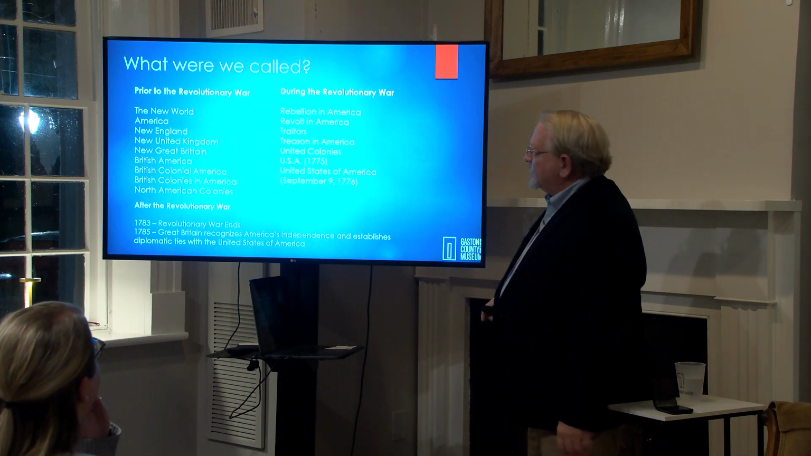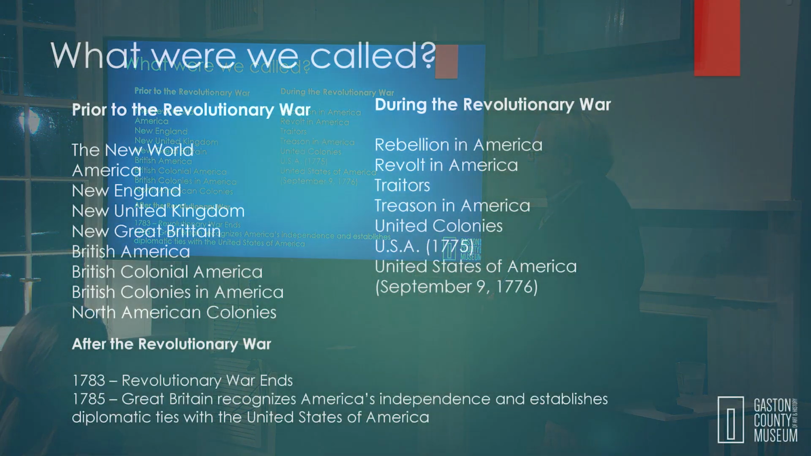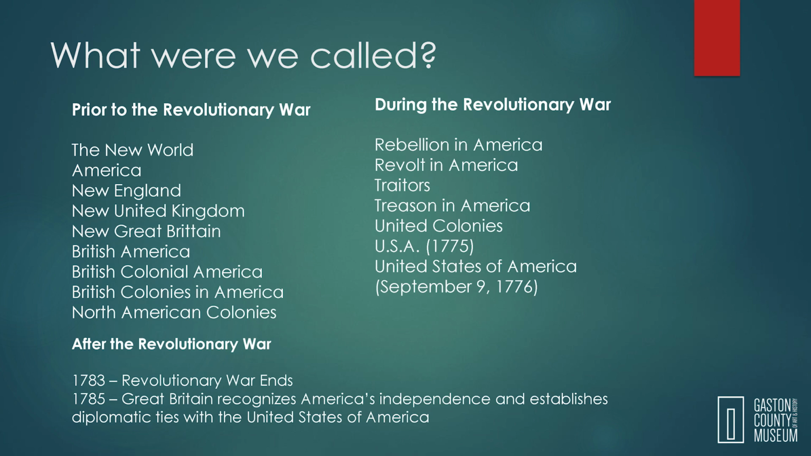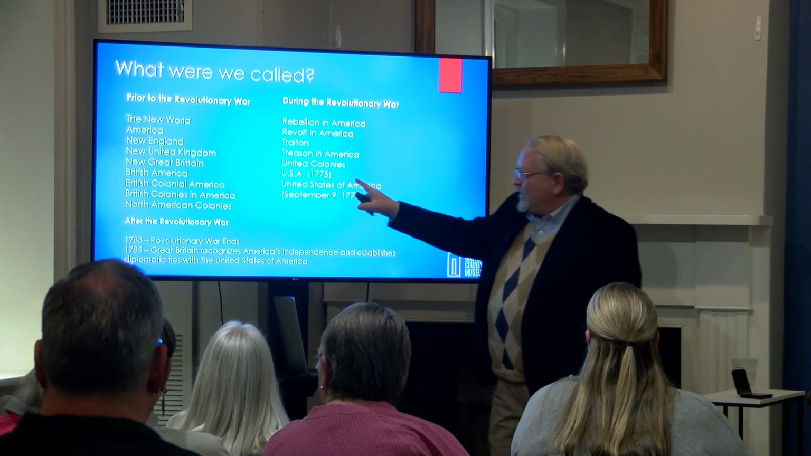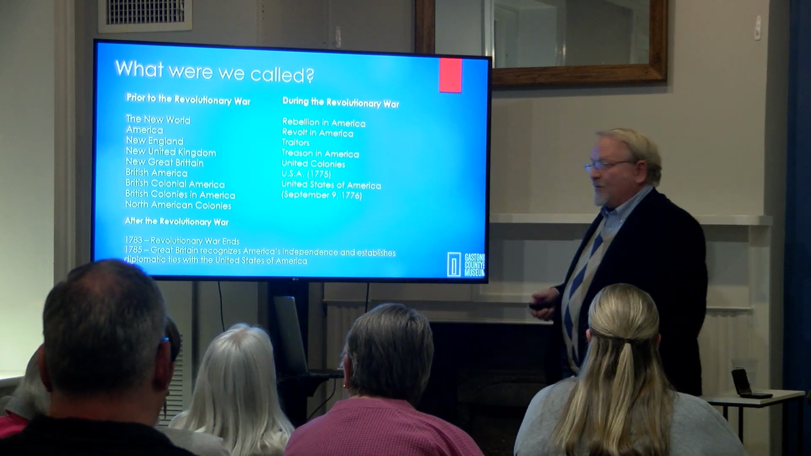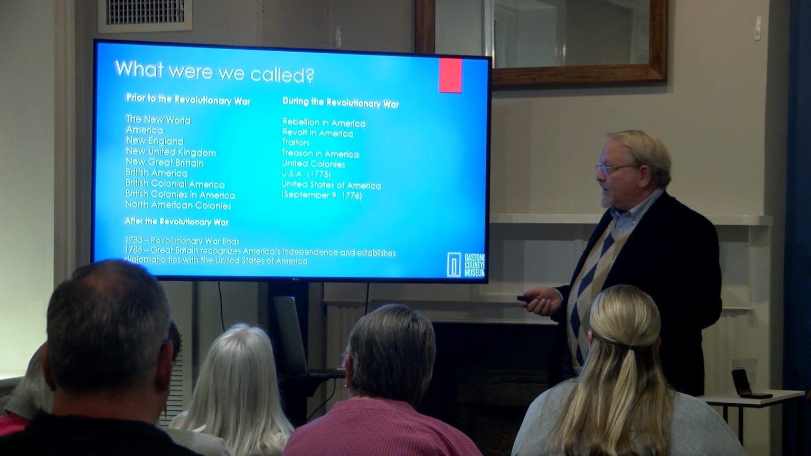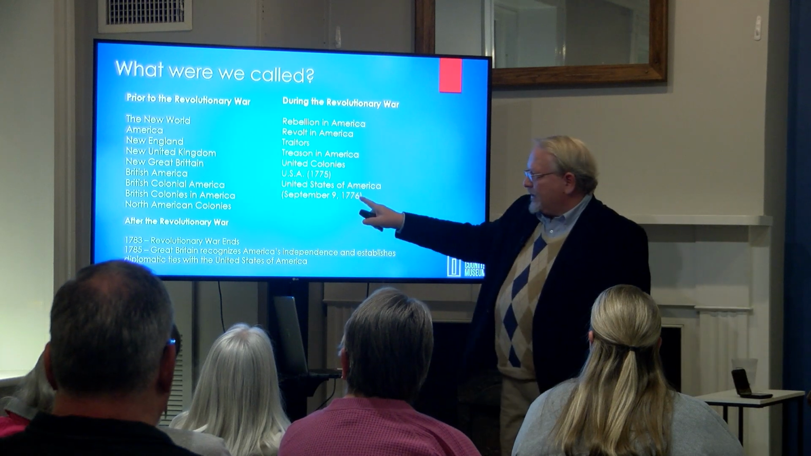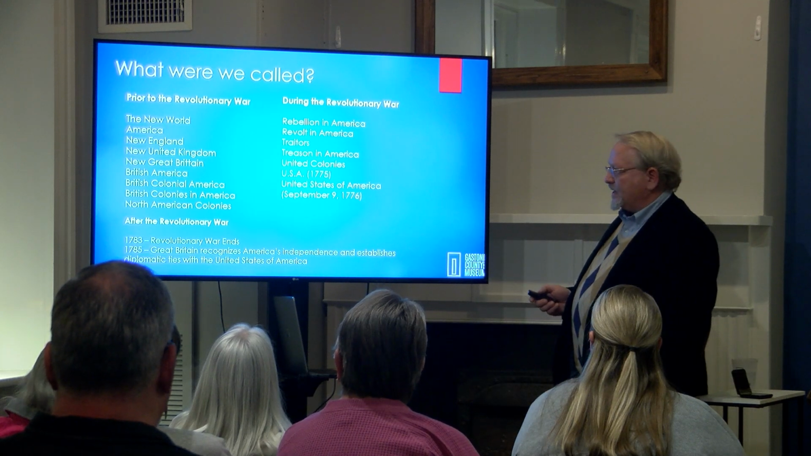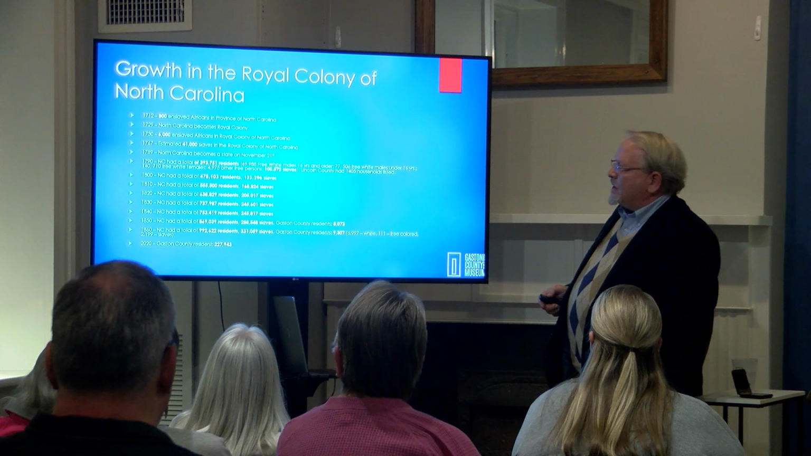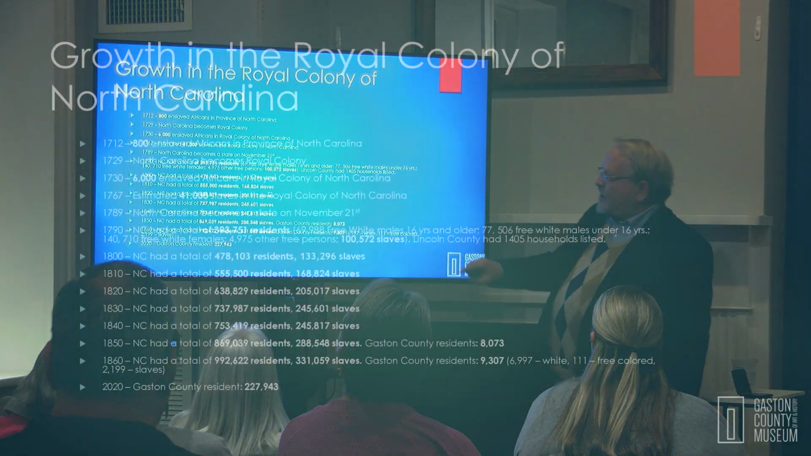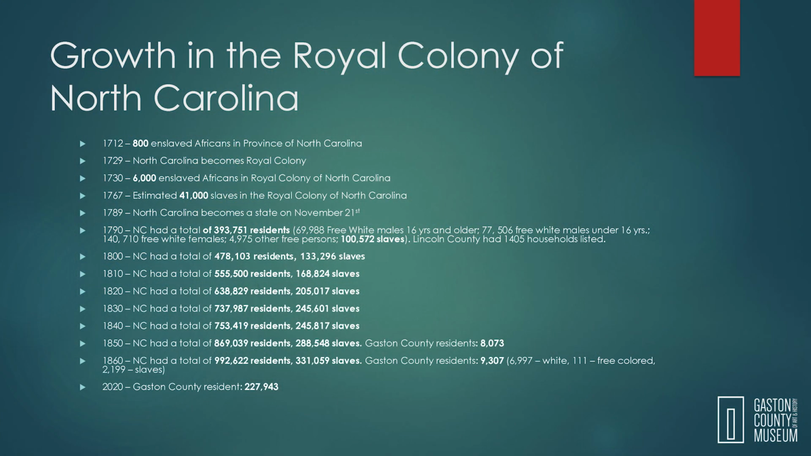We were known as the New World, New England, the United Kingdom. But then during the Revolutionary War, we were known as traitors and rebels, and all the other good stuff. And it wasn't until 1775 that we started using the United States of America, or USA, officially adopted in September of 1776.